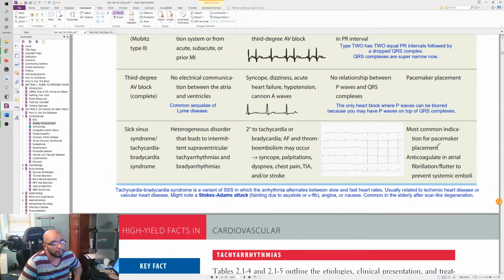Most common indication for pacemaker placement, anticoagulated atrial fibrillation or flutter to prevent systemic emboli. But again, generally speaking, the treatment for sinus syndrome is just to use a pacemaker, right? And anyone that has an atrial fibrillation or atrial flutter, you always do the ABCD stuff, which includes anticoagulating. So that goes without saying.